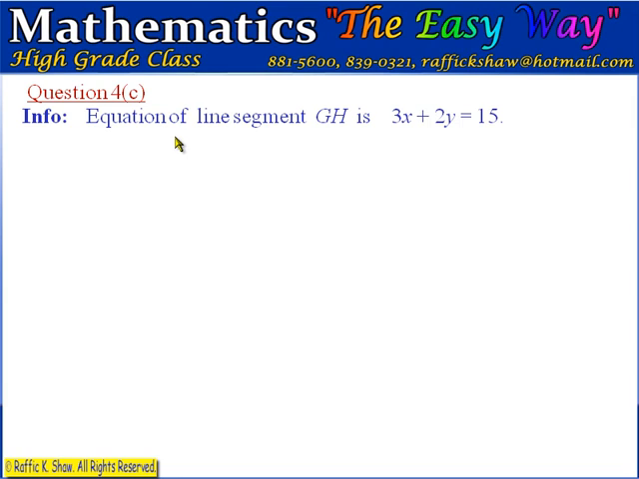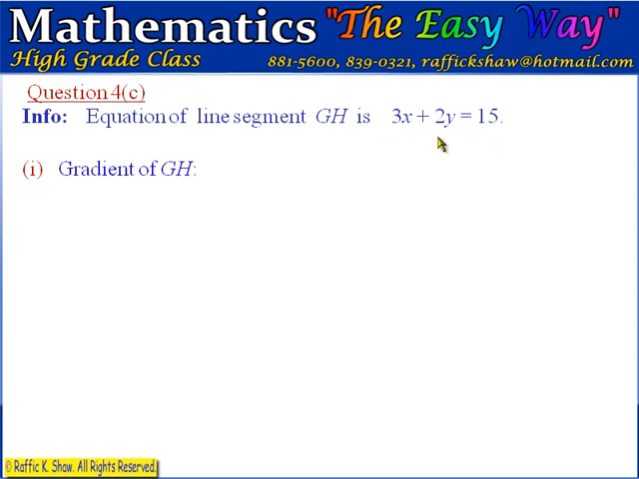In part C, we are given the equation of the line segment GH. That equation is 3x plus 2y equals 15. That's not in the standard form. And we're asked to find firstly the gradient of GH. Now to find the gradient of GH, we want to place this equation in the standard form.